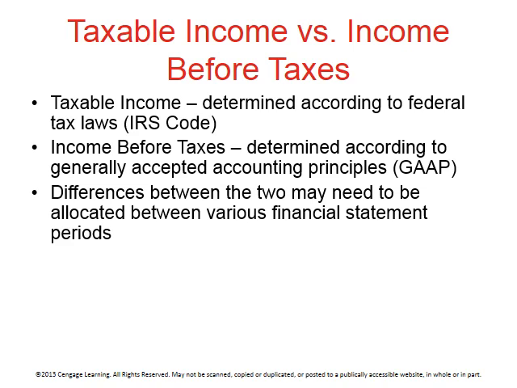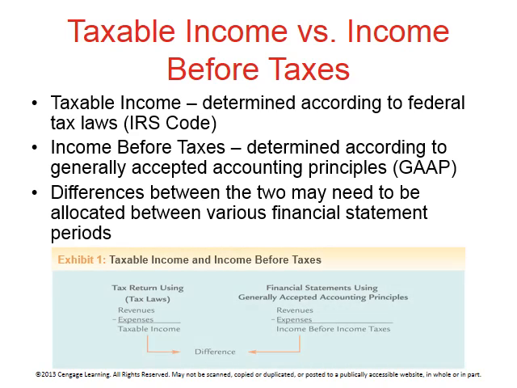And then the differences between the two have to be allocated between financial statement periods. So we're going to look at permanent and temporary differences. So we see our Exhibit 1, revenues and expenses comes to taxable income per tax laws, could be different than revenues minus expenses, income before taxes, GAAP financial reporting. So there can be a difference.